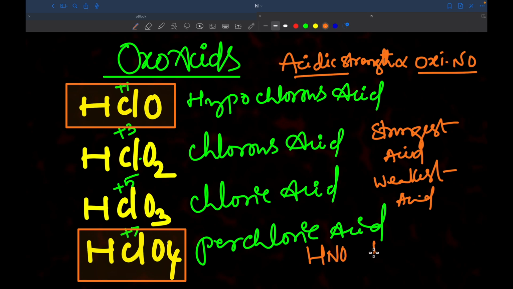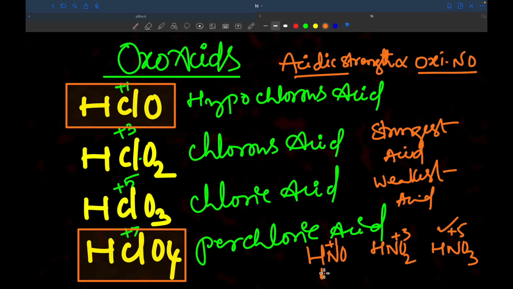HNO, HNO2, HNO3. Can you state which one is the strongest acid? The oxidation states here are +5, +3, +1. So this is the strongest acid.